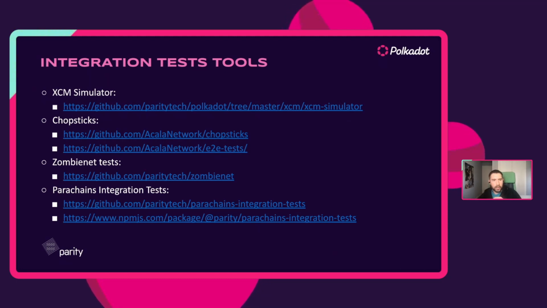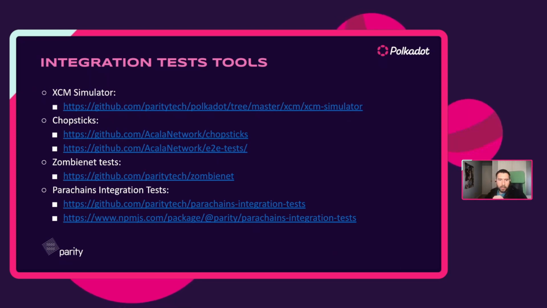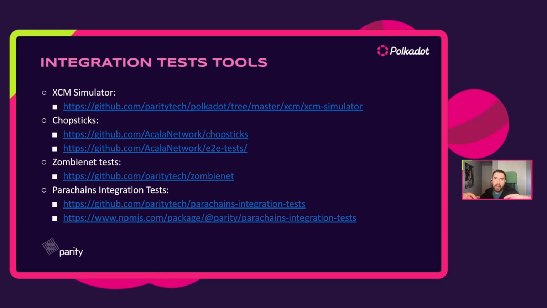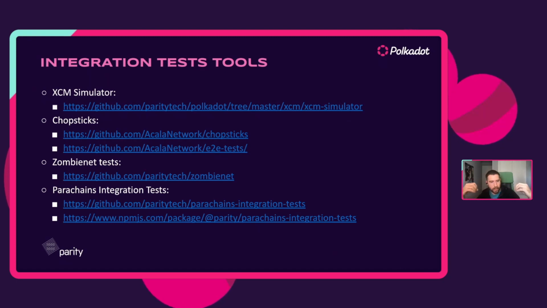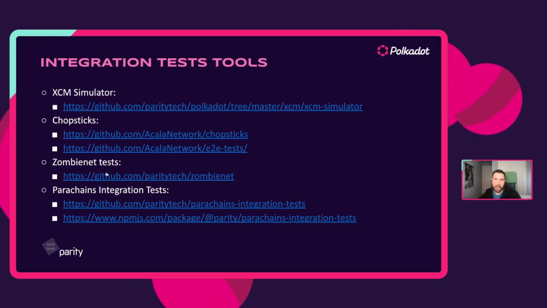Then you have Chopsticks, which is developed by Acala. Then you have ZombieNet tests, where you can also write tests in ZombieNet. And then you have Parachain Integration Tests, which is an extra layer of abstraction on top of ZombieNet that will help you write these tests rapidly, and it's an abstraction from the Polkadot.js API package.